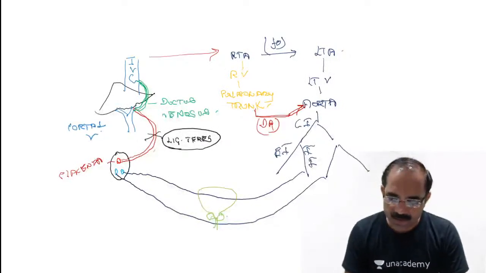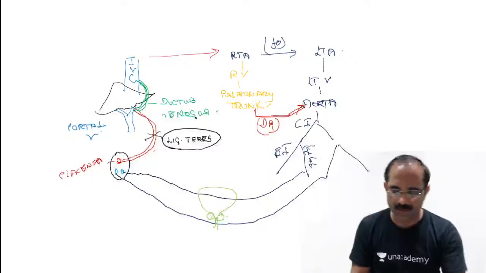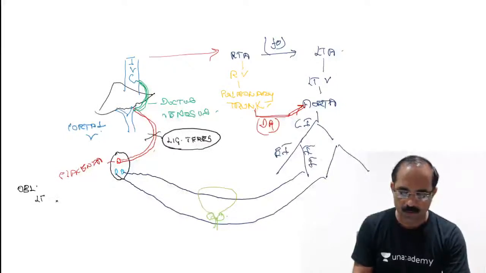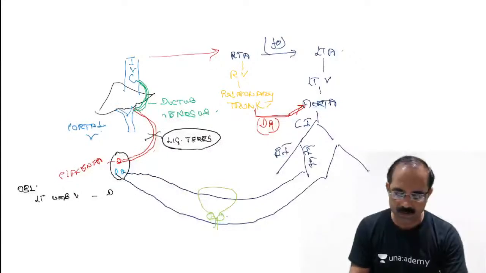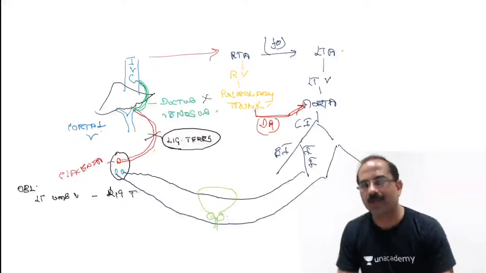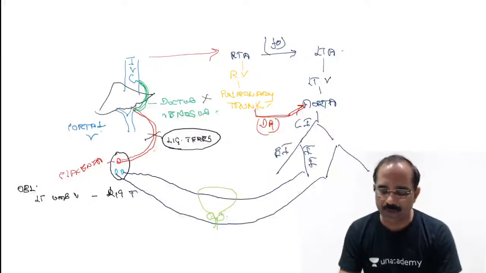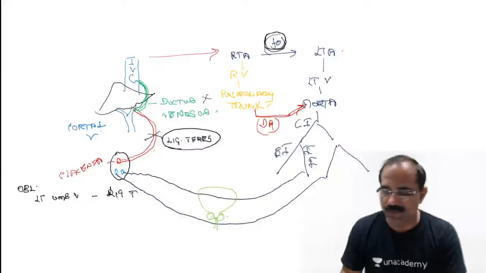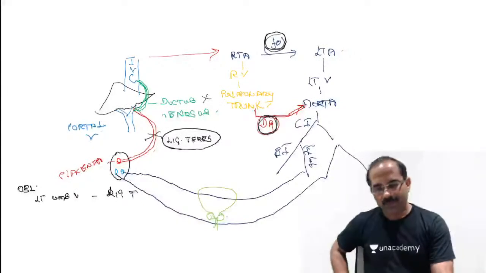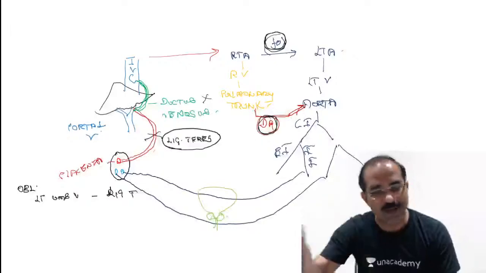Perfect. What does the ductus venosus become? Obliterated left umbilical vein is ligamentum teres. The ductus venosus after birth becomes the ligamentum venosum. What does the foramen ovale become? The foramen ovale becomes the fossa ovalis. The ductus arteriosus becomes the ligamentum arteriosum.